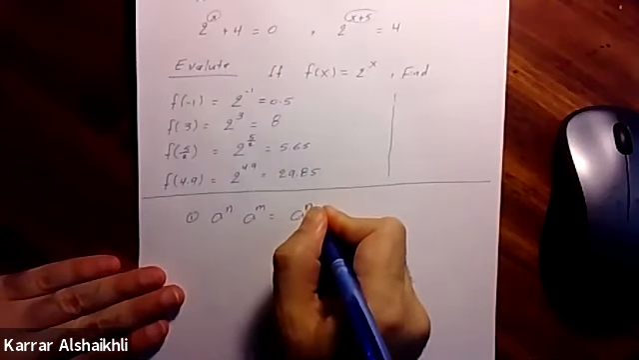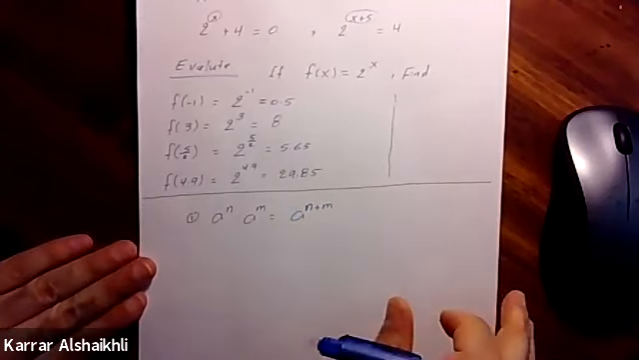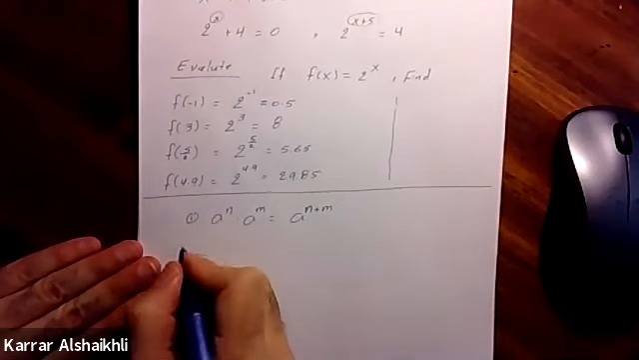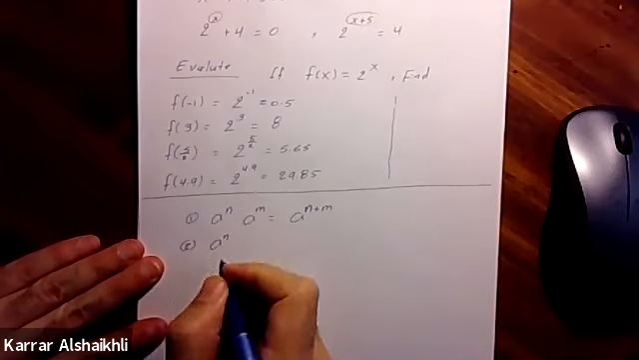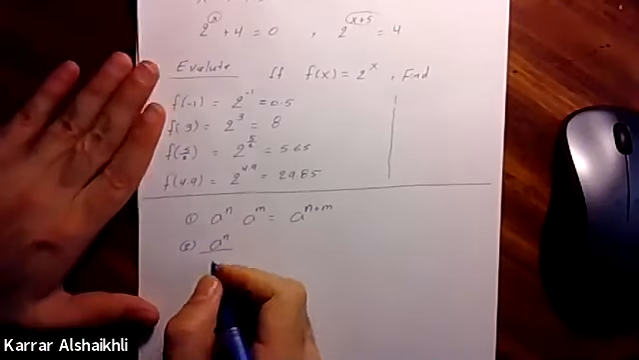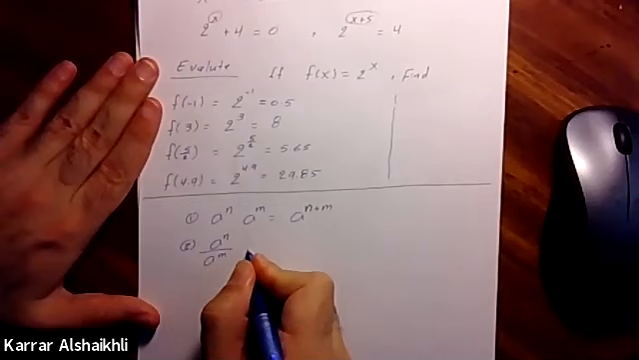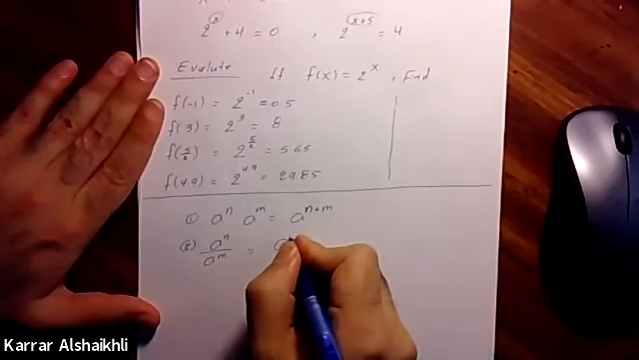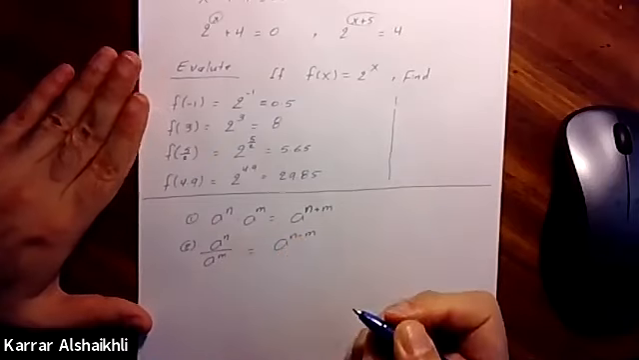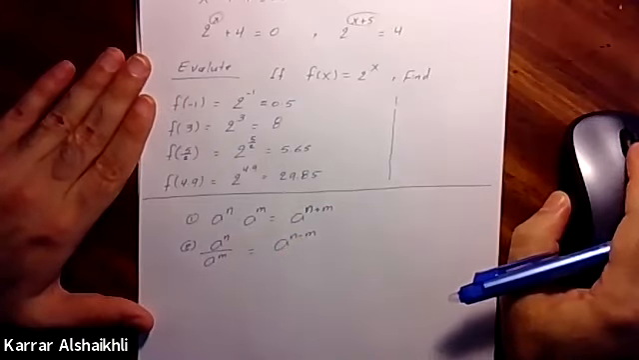N plus m. You're just going to add the exponents. The second rule, if you remember that, if we have a to the exponent n, divided by a to the exponent m, it's going to be a, always the top minus the bottom, n minus m. This is the second rule.